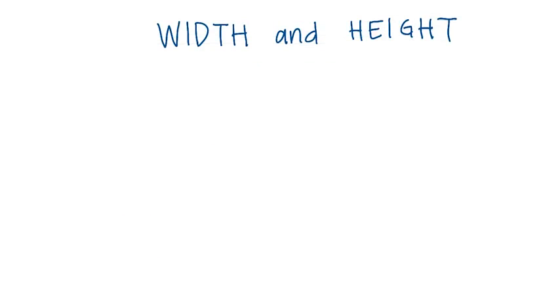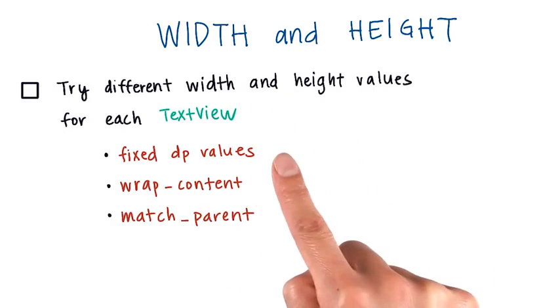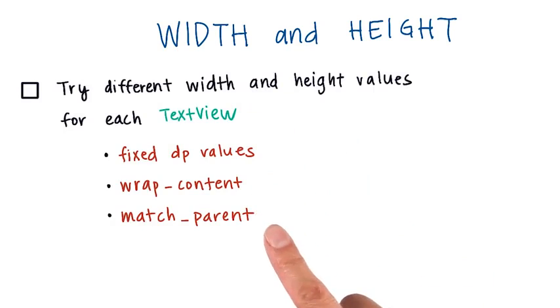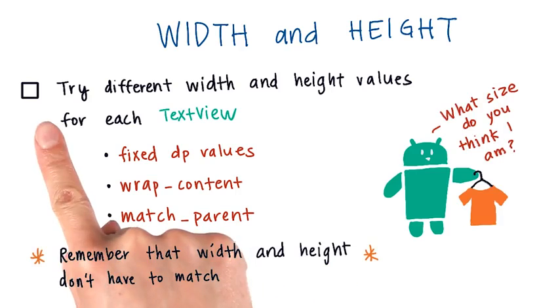Now it's your turn to try different width and height values. For the link to the XML visualizer with some starter code, see the instructor notes below. Try to change the width and height values of each text view. You can set a fixed DP value, wrap content, or match parent. Remember that for each view, the width and height values don't have to match. When you're done, check this box to continue.